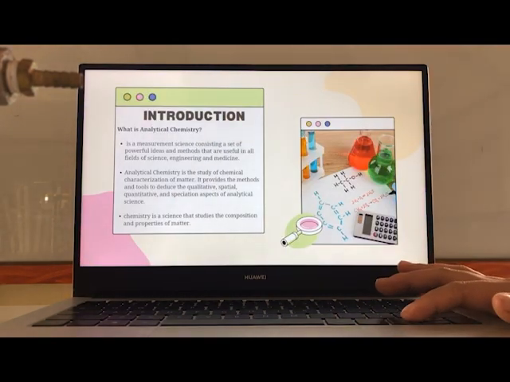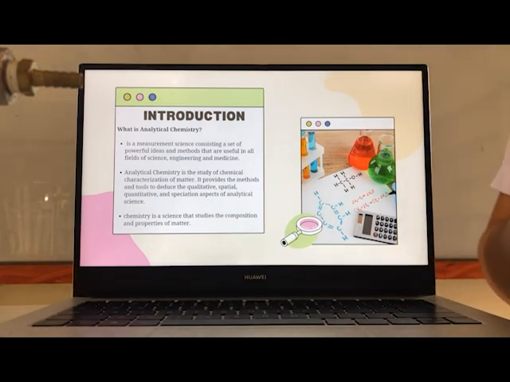And then analytical chemistry is the study of chemical characterization of matter. It provides the methods and tools to deduce the qualitative, spatial, quantitative, and speciation aspects of analytical sciences. Sa ato ang lecture, sa ato ang analytical chem, gitagaan naman tag-overview ni Sir Onyez, no? So, kabalo na ta sa mga basics, sa kung unsa man jud ang analytical chemistry. So, ang ako karon is i-brief, summarize na lang nako sa inyo unsa jud ang nakapaloob sa analytical chemistry.